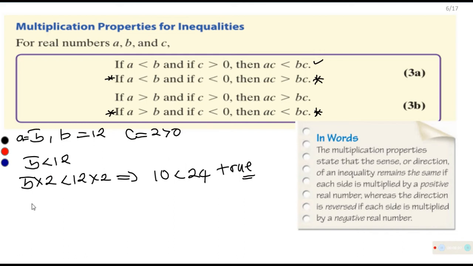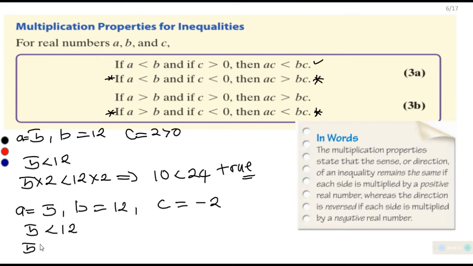For instance, let a equal 5 and b equal 12, and let c equal -2. Of course 5 is less than 12, then 5 times -2 will be greater than 12 times -2, which is -10 greater than -24. And of course it's true.